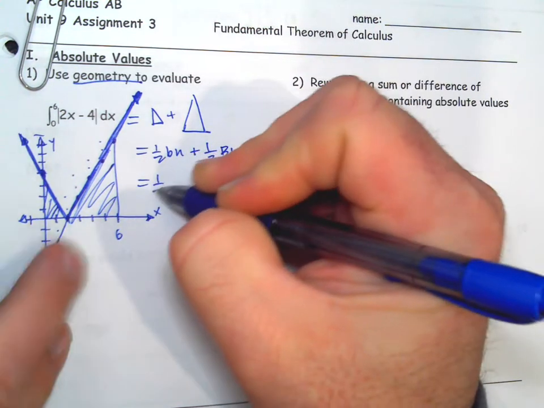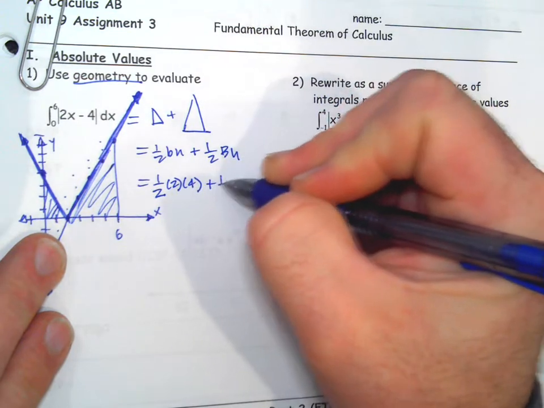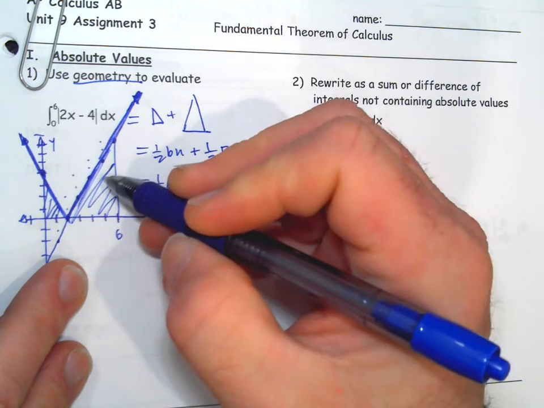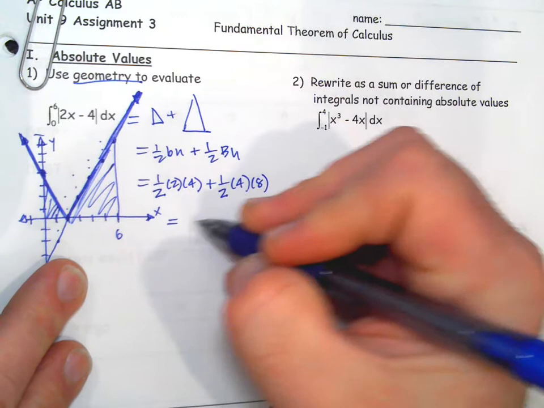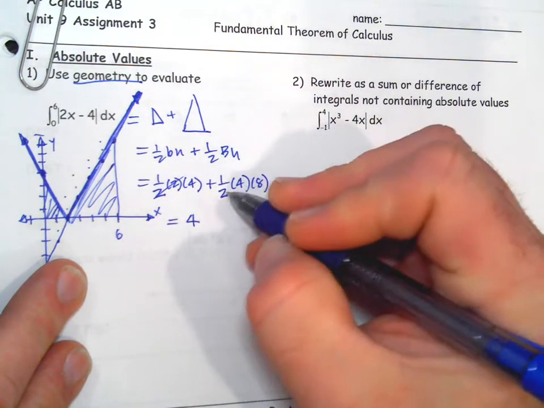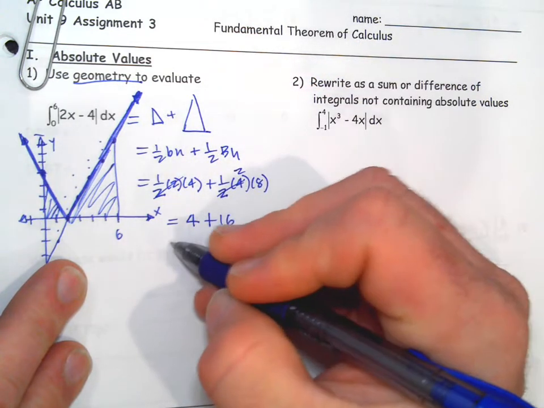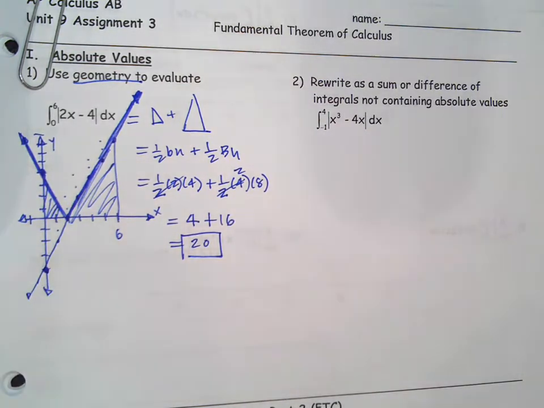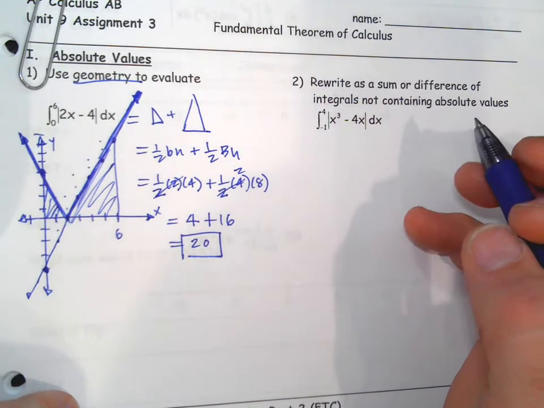The first one has a base of 2 and a height of 4. The second one has a base of 4 and a height of, got to make sure you get this right, it's going up 2 over 1, so that'd be 8. So we get 4 plus 16. 4 is the area of the small triangle, 16 is the area of the big triangle, and together we get 20.